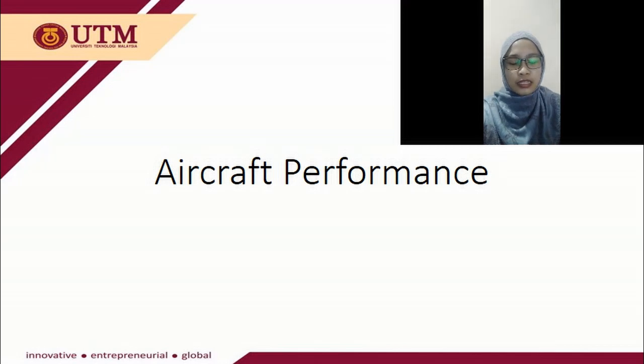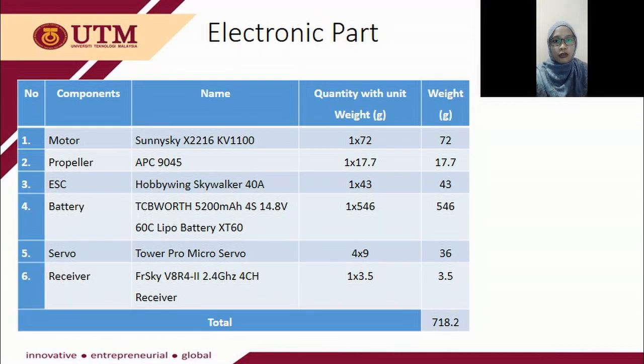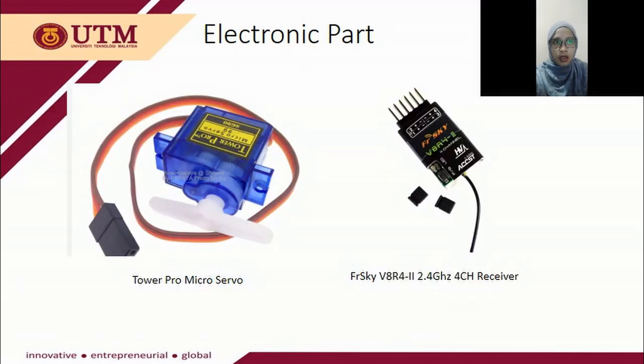Assalamualaikum, my name is Siti Masra binti Masko. So I will present about aircraft performance for our aircraft. This is a list of components for our aircraft, which is motor, propeller, ESC, battery, servo and receiver. The total weight for our electronic parts is 718.2 gram. This is the servo and receiver that we use for our aircraft.